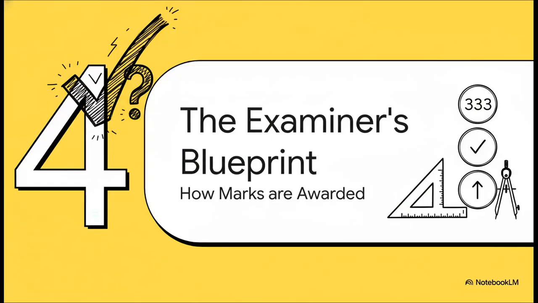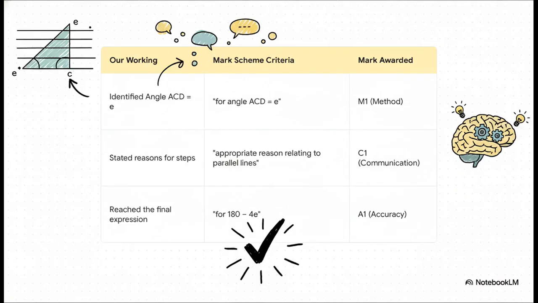Nice! Okay, so getting the right answer is awesome. But in an exam, what really matters is getting all the marks. So let's pull back the curtain and see how what we did lines up perfectly with an official mark scheme. Take a look. This shows you exactly what an examiner is looking for. You get a method mark, an M1, just for finding that angle ACD equals E. Then you get a communication mark, a C1, for giving the right reason, saying alternate angles. And finally, you get that A1, the accuracy mark, for the correct final answer. Every single step we took has a purpose and gets you points.